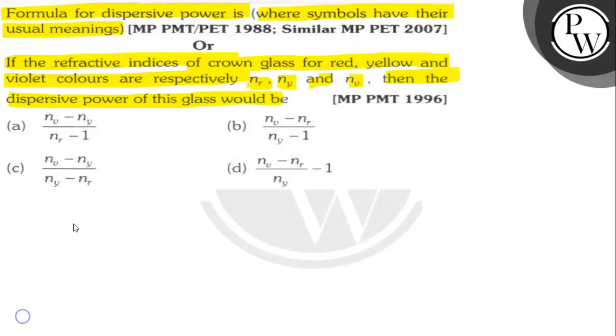Let's find out. So before we get into the question, let's review some basics of dispersive power. The breaking of white light into its constituent colors is referred to as dispersion. A spectrum is a collection of colors.